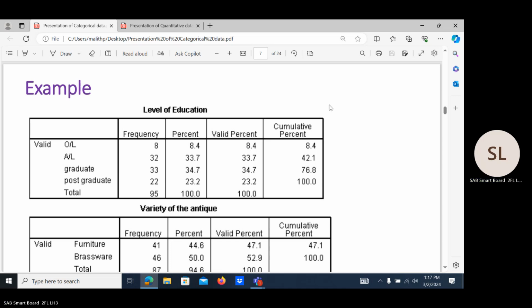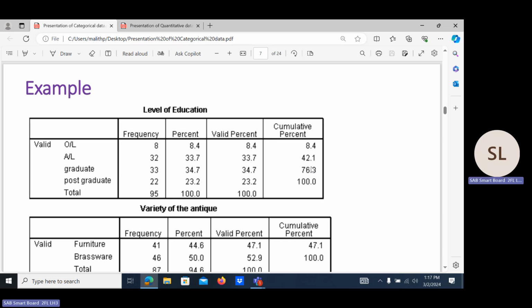The other one is the cumulative percentage value. The first one is the same: the first category percentage value is 8.4, and the cumulative one is also 8.4. But in the second one, 33.7 is the percentage value, but the cumulative one is 42.1. How do we calculate the cumulative values?